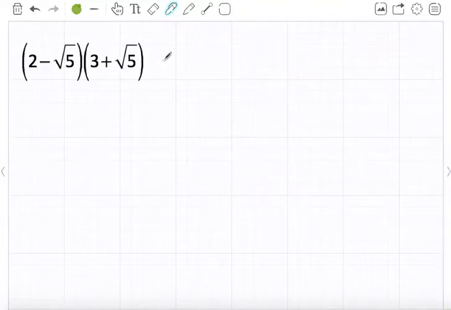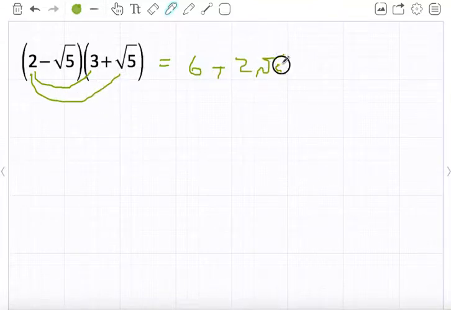Okay, another one. Fairly straightforward, bit of practice. You can pause if you don't want to see the answer, but this is 6. This is 2 root 5's. This is minus 3 root 5's, and we've got minus root 5 times plus root 5.